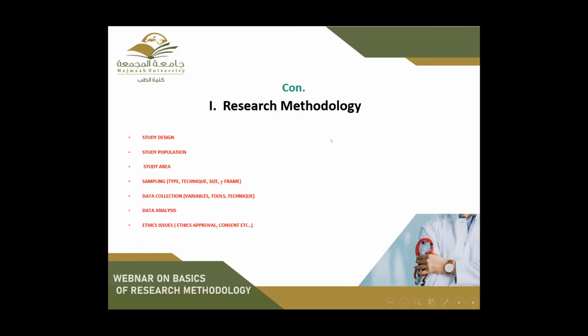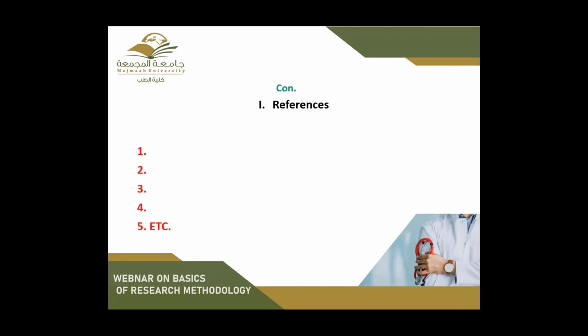And then the research methodology or research methods. As has been explained, you write about the study design, the study population, the study area, and sampling. You may write about the type of sampling, the technique, the size, and sometimes the frame. Then data collection: you write about the variables, the tools of data collection, the technique, how you are going to collect data, data analysis, and the ethics issues. The two most important parts of the ethics issues are the ethics approval and the consent. And then you write your references in the reference list.